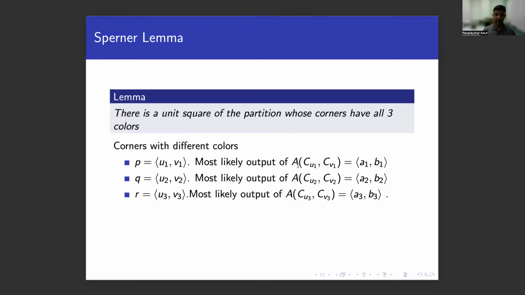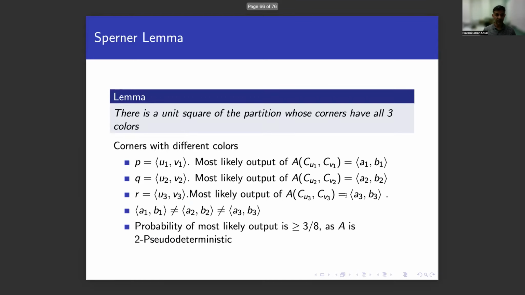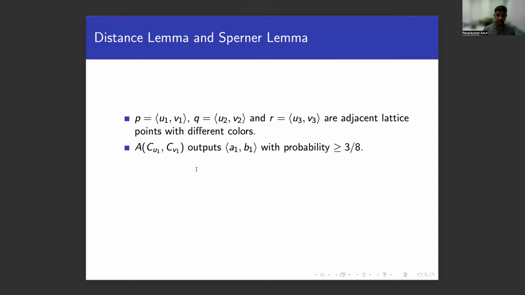So if I run my A on the circuit corresponding to P, the most likely output is A1, B1. And if I run my A on the circuits corresponding to Q, I get A2, B2. And on R, I get A3, B3. Since P, Q, and R all got distinct colors, that means that these tuples A1, B1, A2, B2, A3, B3 are all distinct. And again, recall that A1, B1, A2, B2, A3, B3 are the most likely outputs, and each of them is output with probability at least 3/8. Okay. So these are the 3 lattice points P, Q, and R. They are colored with different colors.